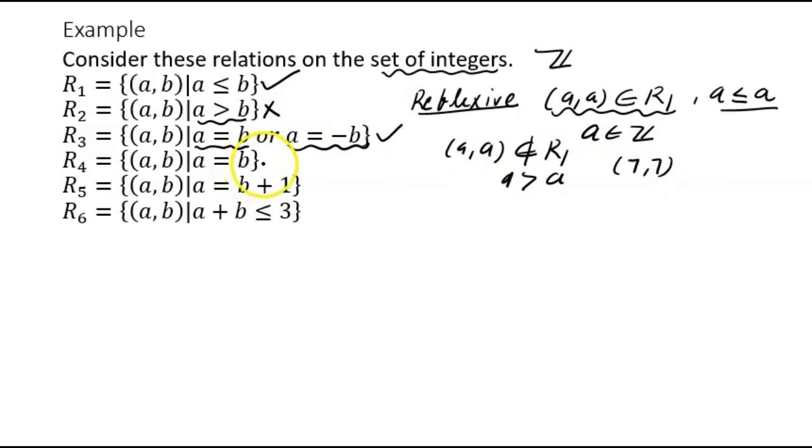R4 of course is reflexive because it contains only those elements for which A comma B is there, which means it will have 0 comma 0, 1 comma 1, minus 1 comma minus 1.